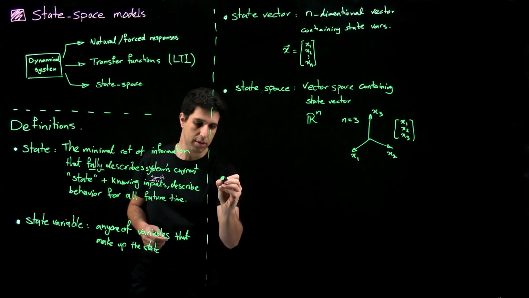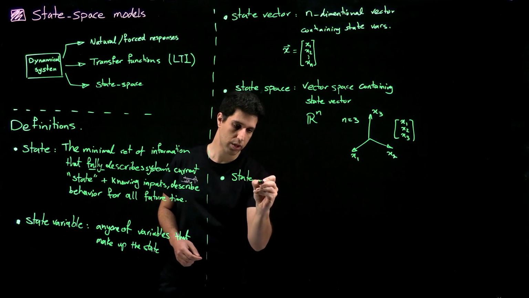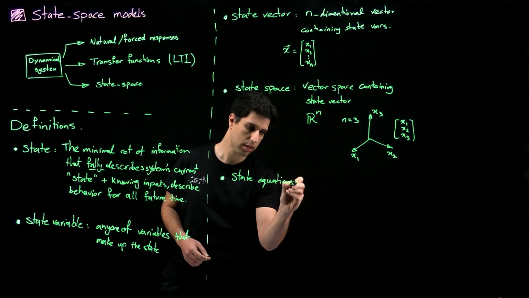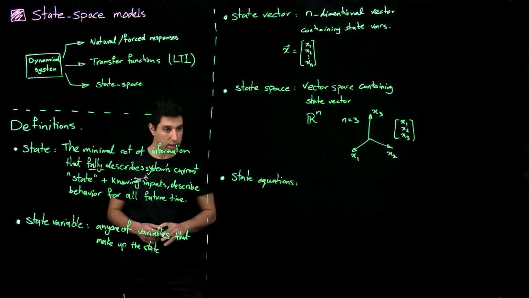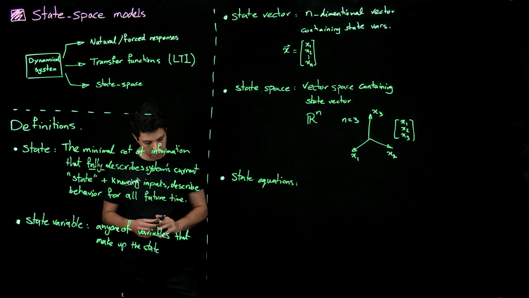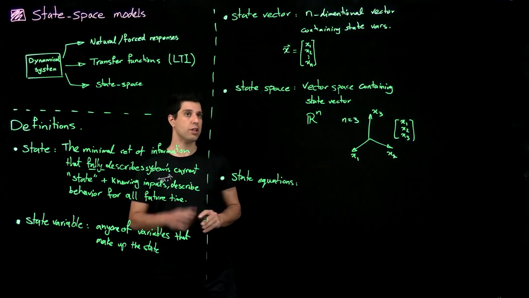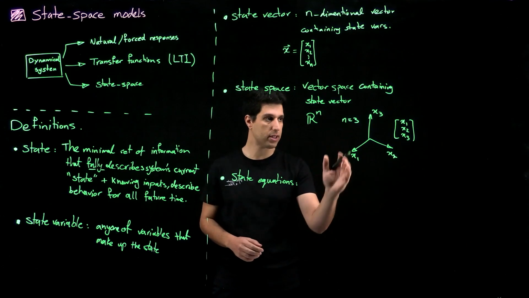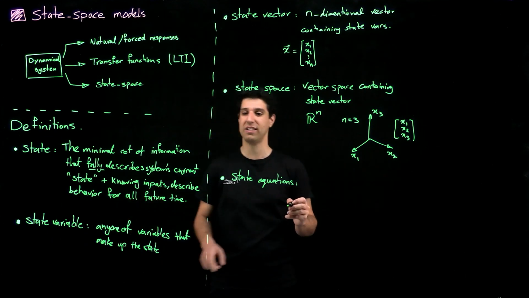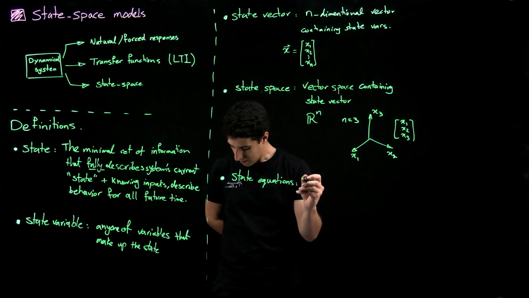And the last but not least, state equations. These describe the behavior of the system, the dynamical behavior of the system. It is the relationship between the derivatives of states and the current values of states and input. You see, I use a state as a substitute for a state variable. I do that always. Everybody does that.